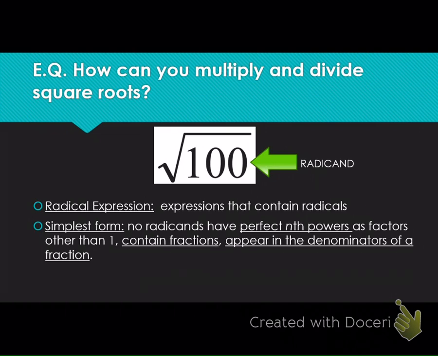Okay? Nothing under the radical will contain a fraction. So the radical cannot have a fraction underneath it if it's in simplest form. And then lastly, no radicands will appear in the denominator of a fraction. So if your final answer is a fraction, there cannot be a radical in the denominator, all right? And we'll check some of these as we go.